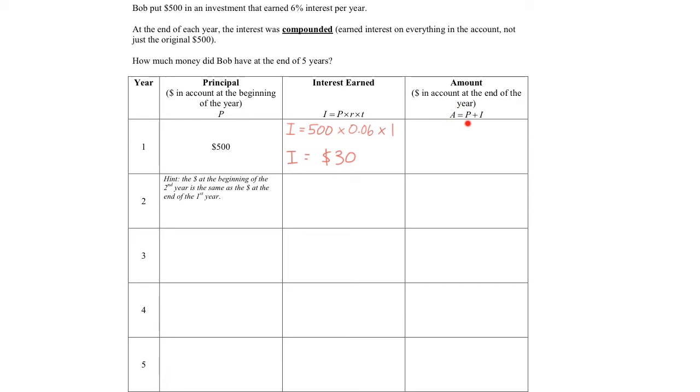So what's the amount of the investment after the first year? Well, it's the principal plus the interest. $500 plus $30 is $530. So in the first year, he started with $500 and he ended with $530. So now at the beginning of the second year, he has $530 in the account. He's earning 6% interest for that year, so that ends up being $31.80 in interest for the second year.